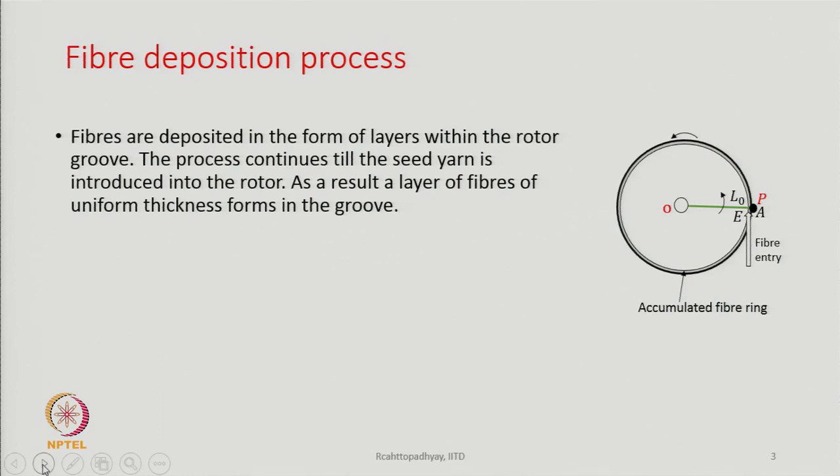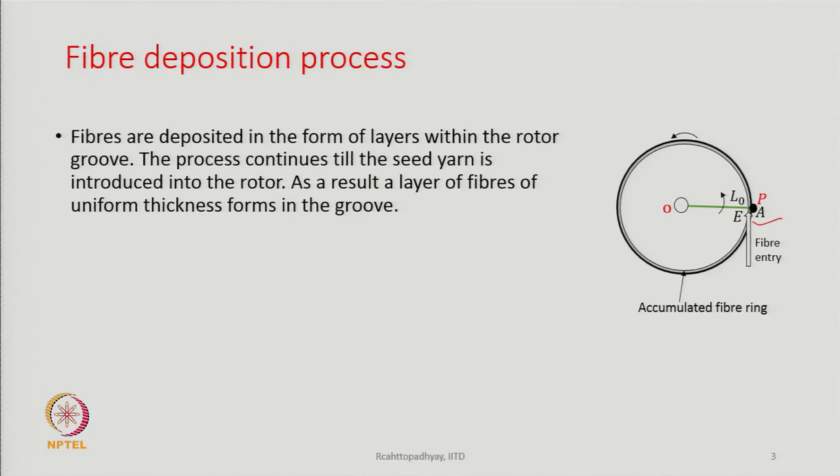and within the circle represented by the black line, the very firm black line, which is the rotor, you see another thin line that is basically indicating the deposited fibers which are there in the rotor groove. So, fibers are deposited in the form of layers after layers into the groove. The fiber entry point is shown here. E indicates the fiber entry point in this case.